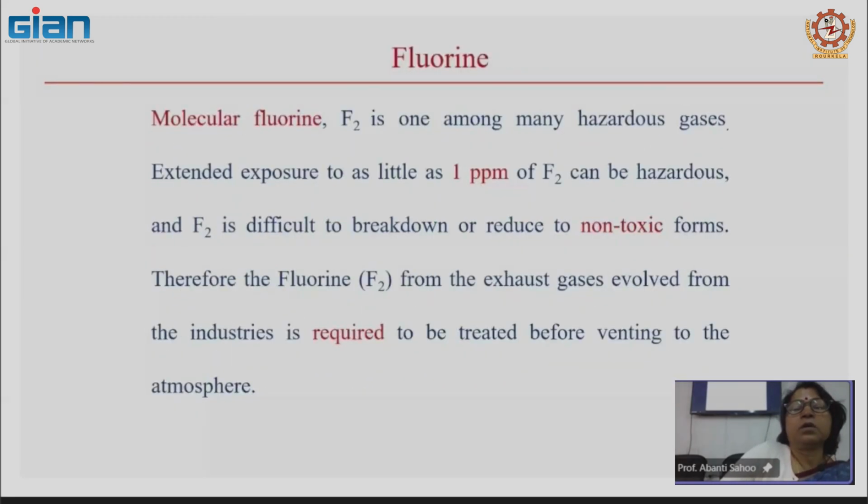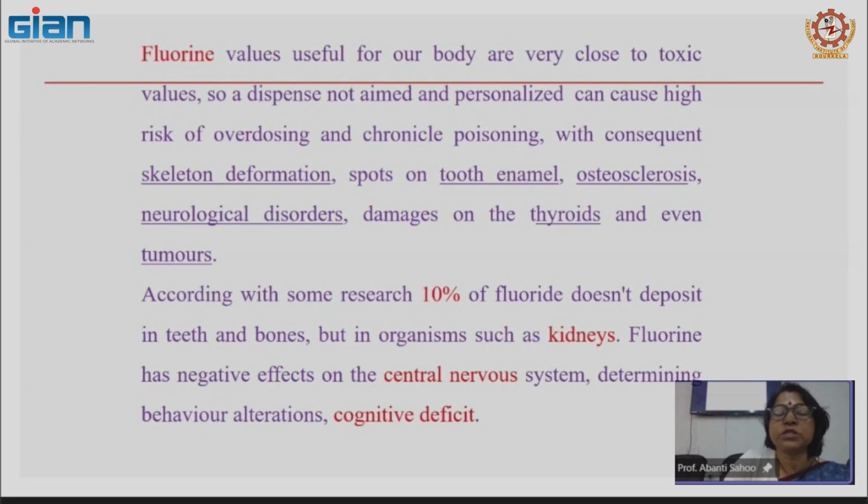One of the major hazardous gaseous pollutants is fluorine, and its limit is up to 1 ppm. Fluoride is difficult to break down or reduce to non-toxic forms. That is why exhaust gases coming from aluminum plants, phosphatic fertilizer plants, or semiconductor chip industries pollute the environment. Those things we can handle using fluidized bed reactors.